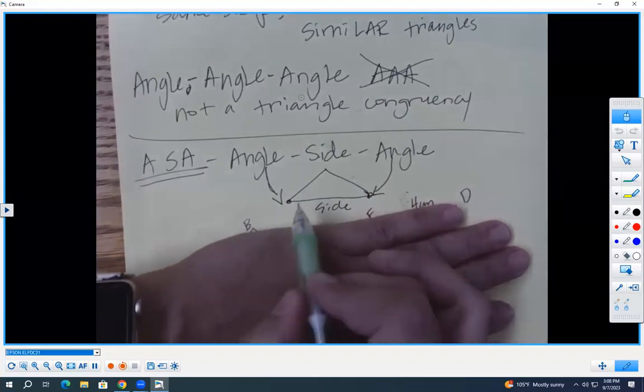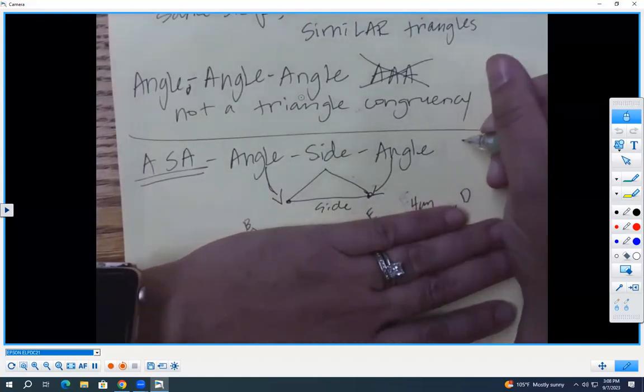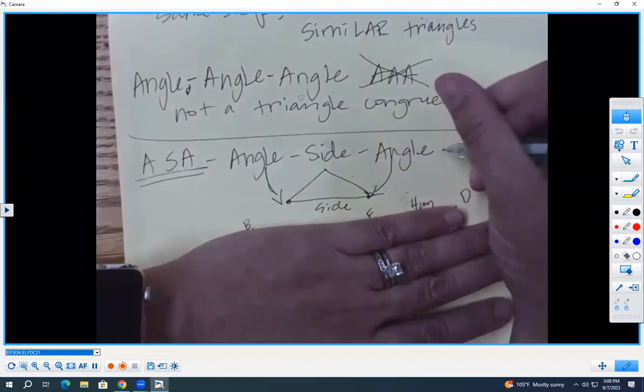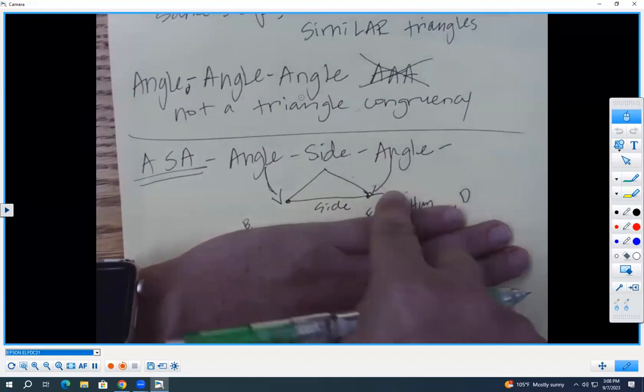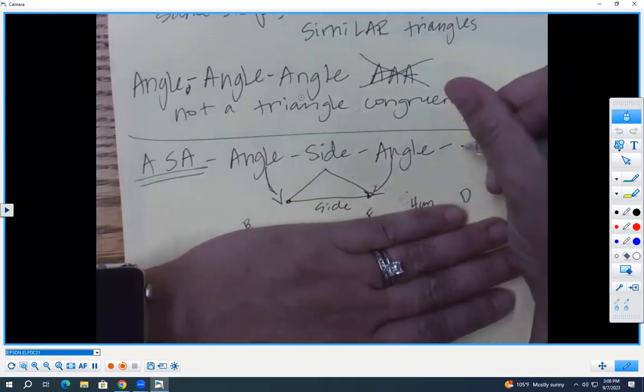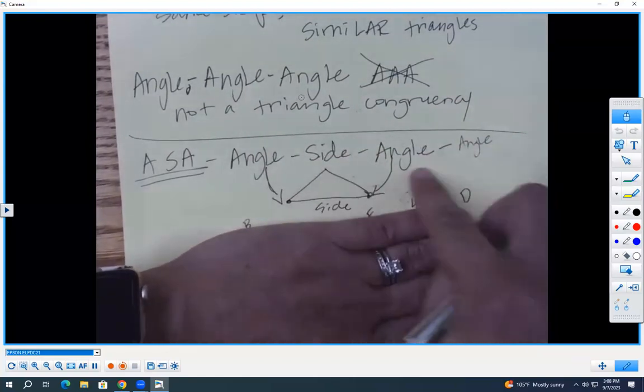That's the kicker, is I know 2 angles here. Really, I know 3 angles here. We only call it ASA, but the idea is if you know 2 angles, the third angle is 180 degrees minus those 2 angles. Agreed? So technically, I'm gonna erase this, but technically this is like angle, side, angle.